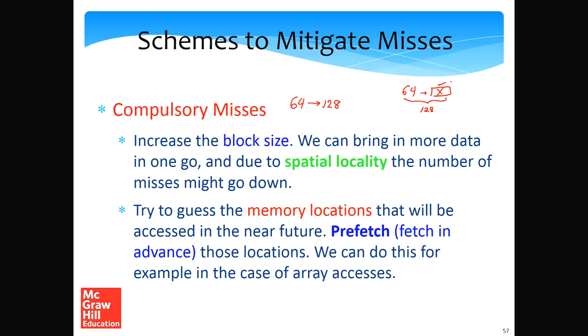So this can work. The other is, let us have a small circuit that tries to guess the memory locations that will be accessed in the near future. Maybe if you're accessing an array, let's consider a typical array access. Sorry for drawing a slanted array. Let's assume that we have one program trying to do bubble sort. Then we are accessing the array elements sequentially one after the other.